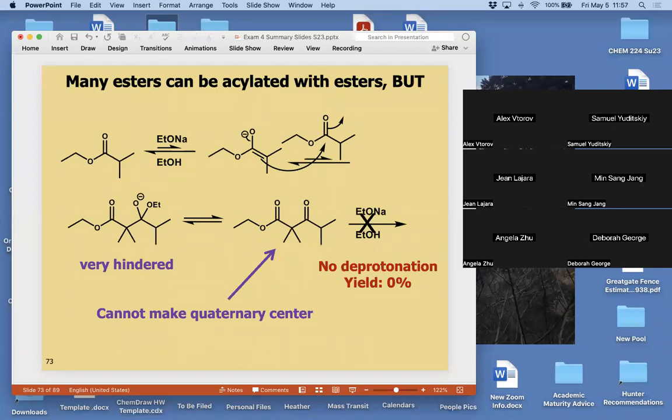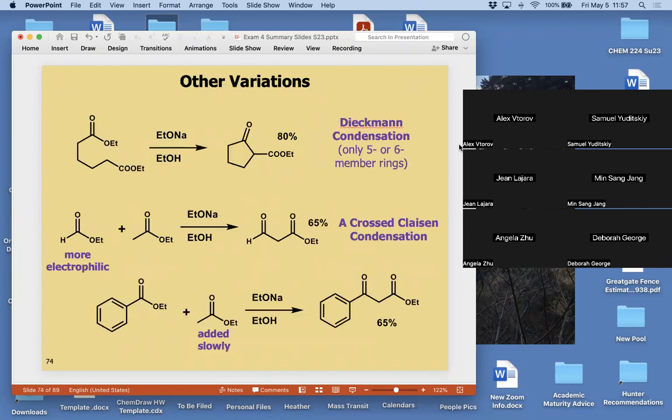The problem with one limitation, it's not a problem, it's a limitation, is you can't make a quaternary center. And we talked about why that is. It has to do mostly with sterics. And then, you know, things can be done in all sorts of different ways. Your imagination's the limit. Intramolecular, not a big deal, I hope.